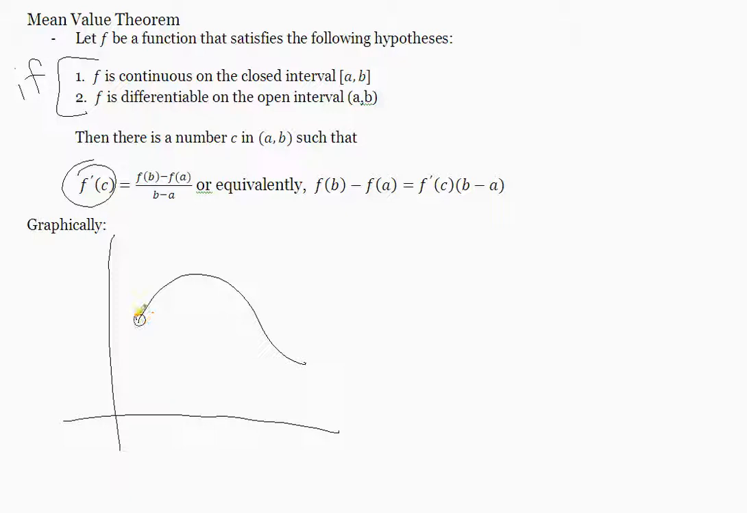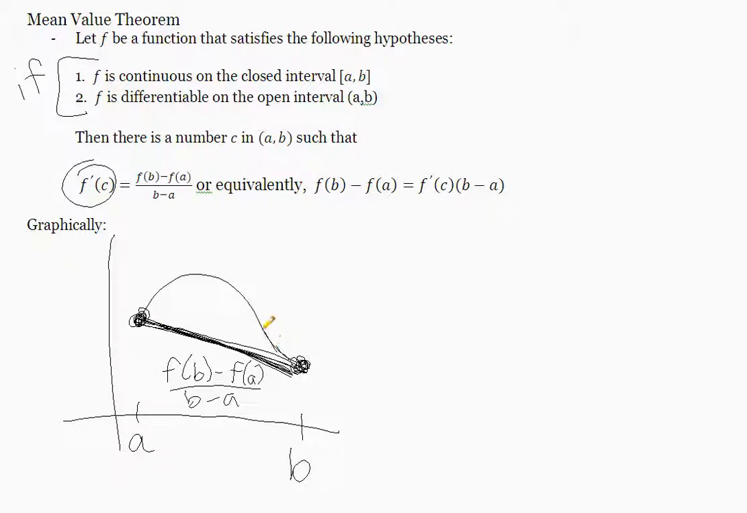There's my function. It is continuous and it's differentiable on my interval a to b. So there is some c value in between here where the derivative is equal to basically the slope of the line connecting the two endpoints. The slope of the line connecting these two points would be what? f of b minus f of a over b minus a. If you just find the slope between these two points, it would be the slope of that line. The mean value theorem is saying that there is some value in here where the slope of the tangent line is going to be exactly the same as that.